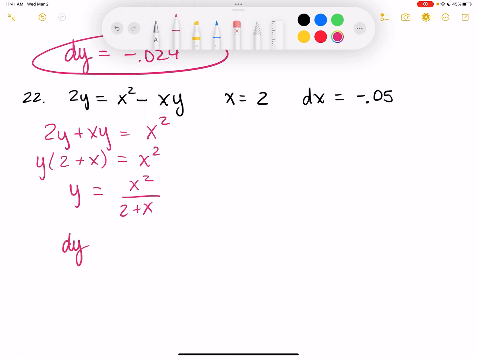So dy is equal to what? Derivative of that. All right, 2x times 2 plus x minus x squared, all divided by 2 plus x, all that squared. And then don't forget the dx. Yeah, and then the dx.